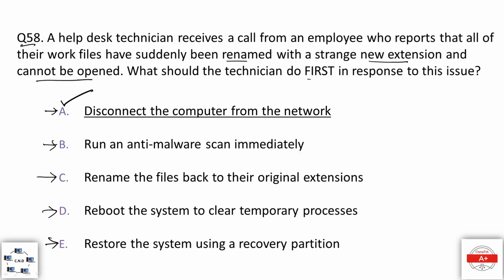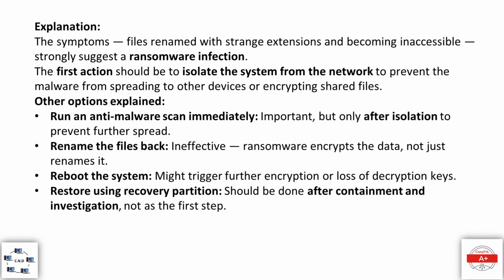And the explanation for the correct as well as the incorrect options is: the symptoms, files renamed with a strange extension and becoming inaccessible, strongly suggest a ransomware infection. In a ransomware attack, the attacker encrypts the files on the system, their extensions are changed, and the user cannot open them without the decryption key. So the first action should be to isolate the system from the network to prevent the malware from spreading to other devices or encrypting shared files.